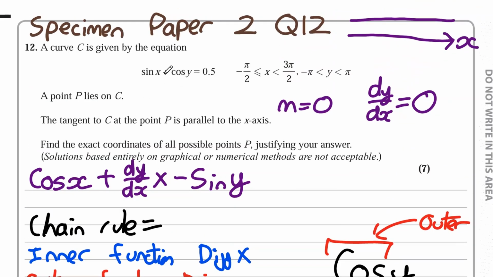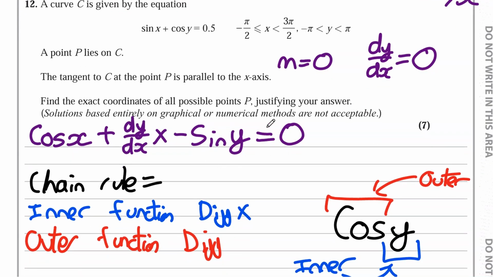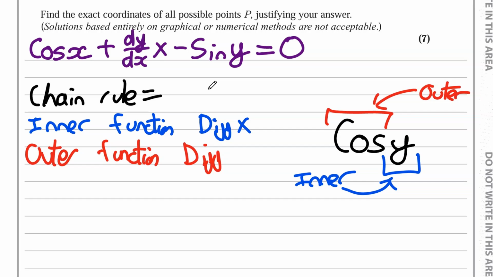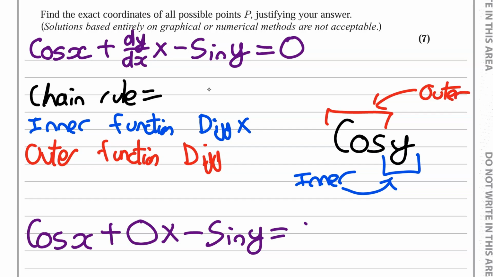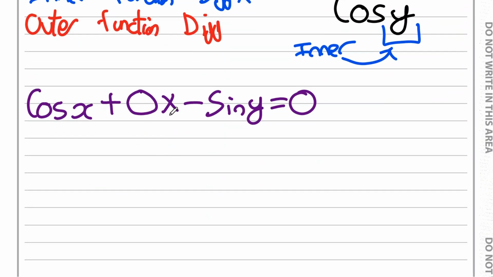So this is this side of the equation, sin x plus cos y differentiated. Then this is equal to, if you differentiate 0.5, this is just a constant, so it's equal to 0. Now dy over dx is equal to 0, so if we sub this in, it's cos x plus, dy over dx is 0, times minus sin y, equal to 0. As we have 0 times minus sin y, this term is going to cancel out and just leave us with cos x equal to 0.